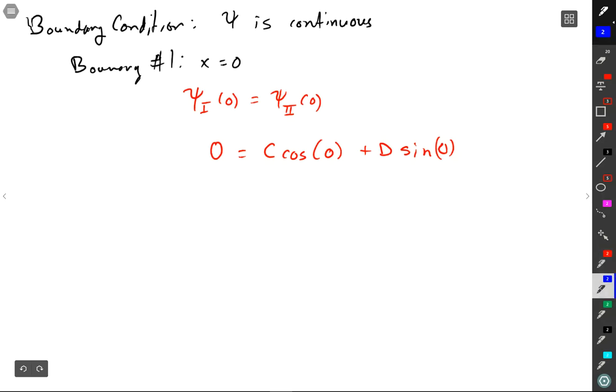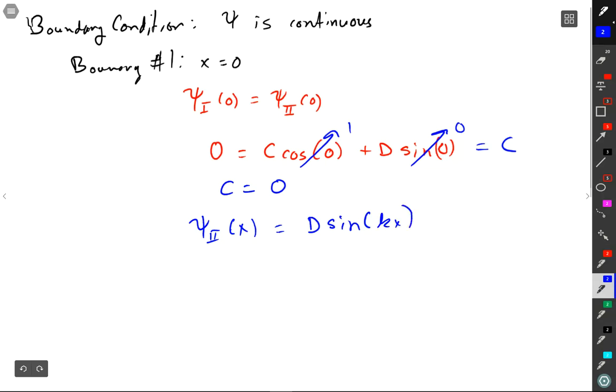Okay, you guys are all reasonably good at trig. What is cosine of 0? And what is sine of 0? So that means this is equal to c. Hey, look, what did I just find? C equals 0. So that means my psi 2 is just simplified. It's now psi 2 is just d sine of kx. D can still be anything, but c had to be 0.